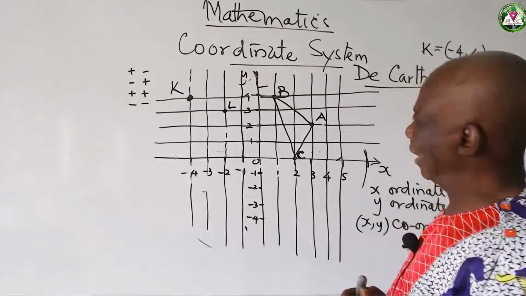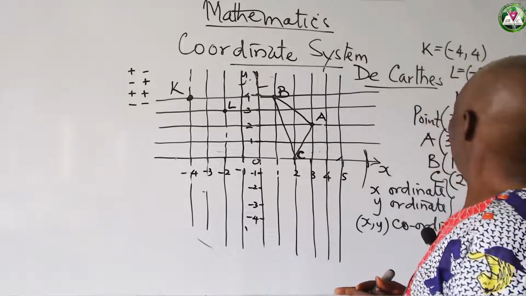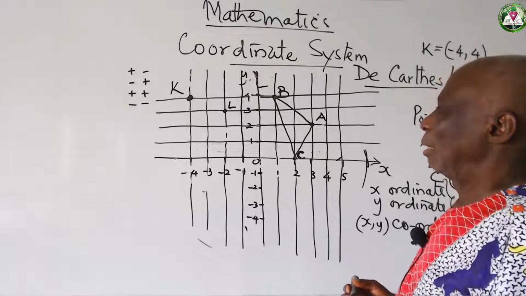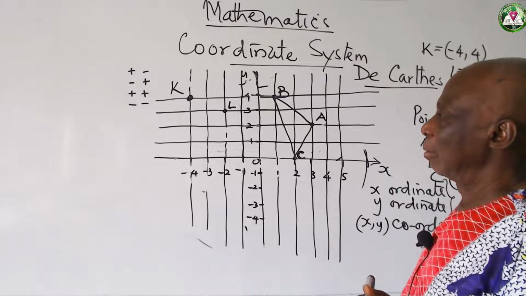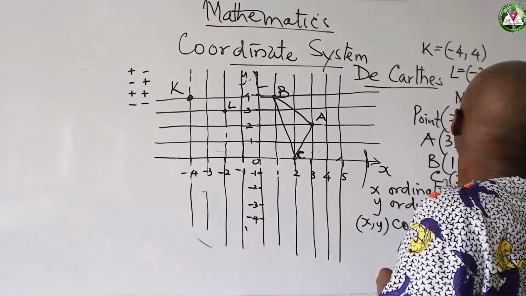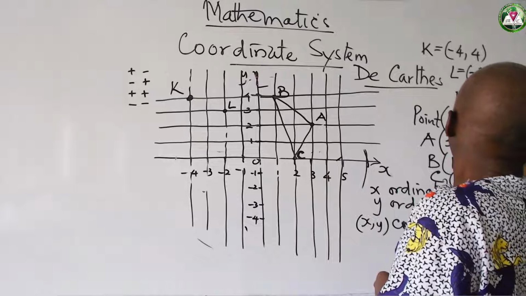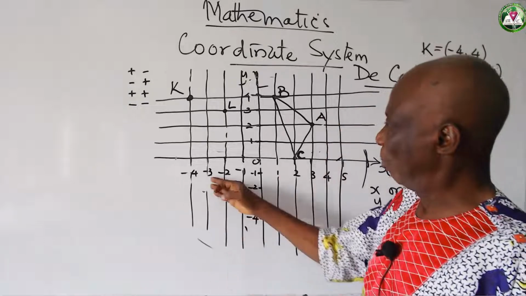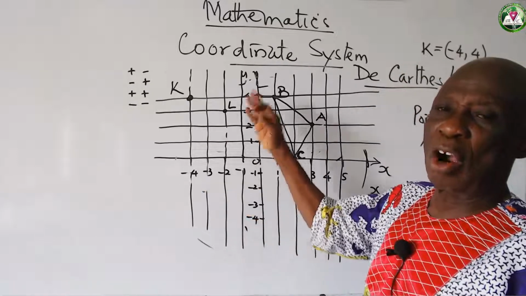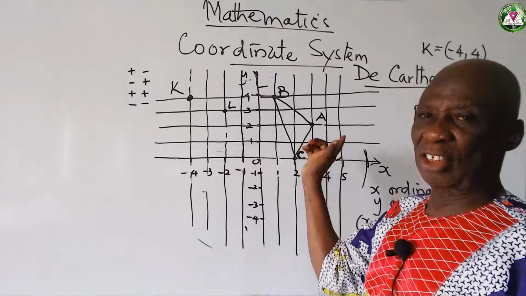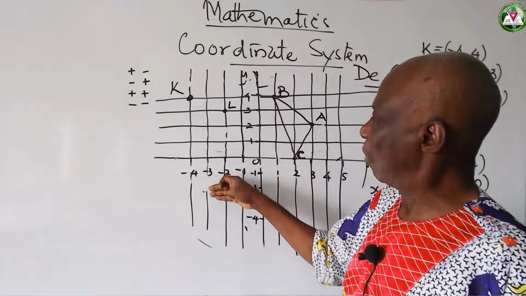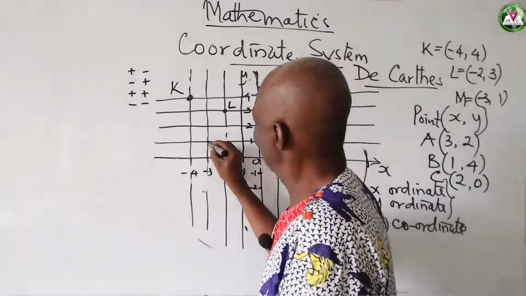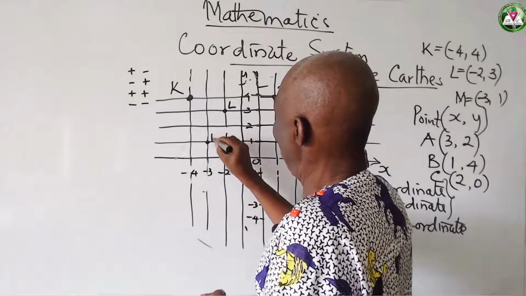Then, let's take the last one. And that is Mr. M. Mr. M is minus 3, 1. As usual, go through the x-axis, look for minus 3. Minus 3 there. Are we going up or down? Up. Why? Because the next number is positive. So up. Follow the y-axis. Here. There. That is where y is equal to 1. So you fix it again. And that one is Mr. M.